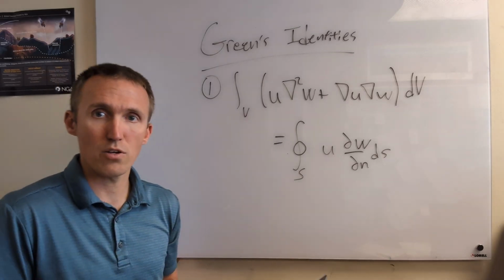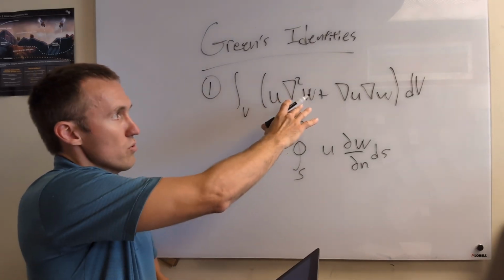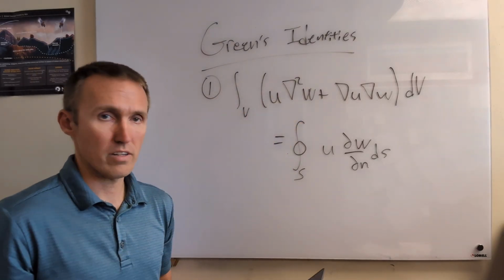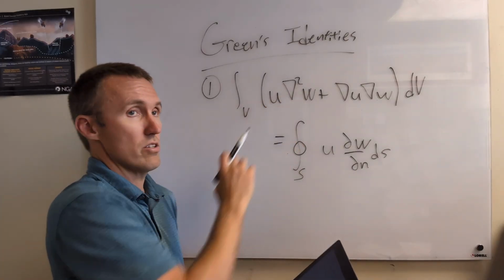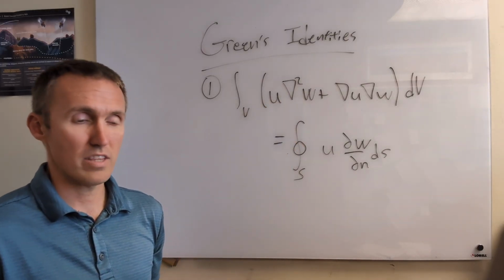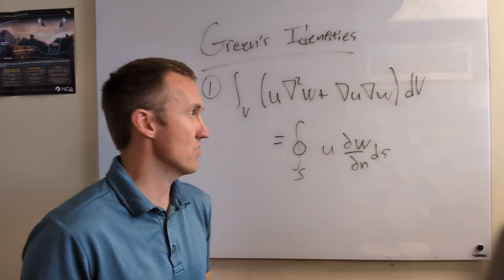There we go. I think I got all the spots. So u del squared, del here, that's our nabla operator, or del operator, sometimes we say. So del squared w, that is something that I haven't mentioned yet. That is the Laplacian of w.